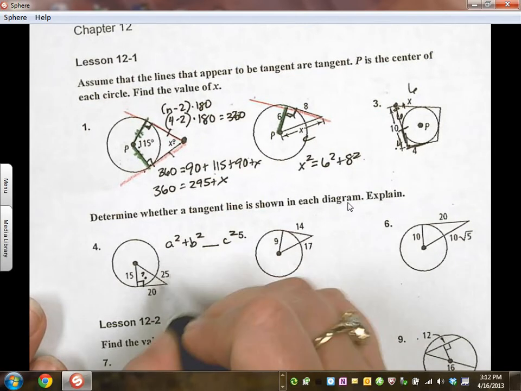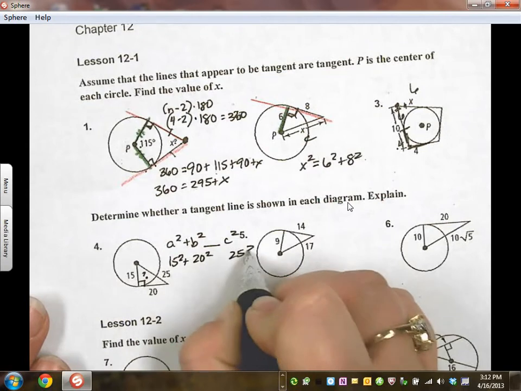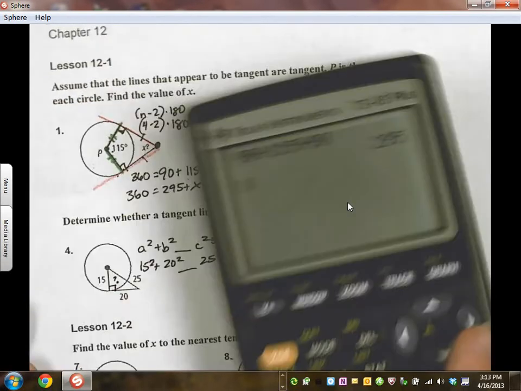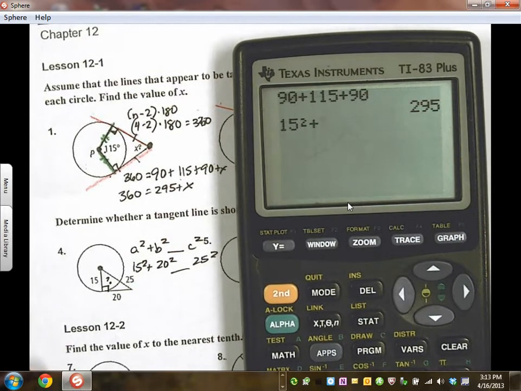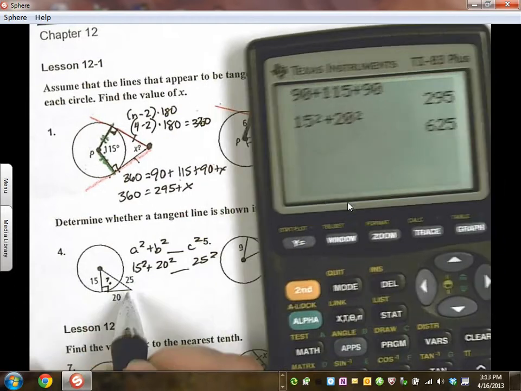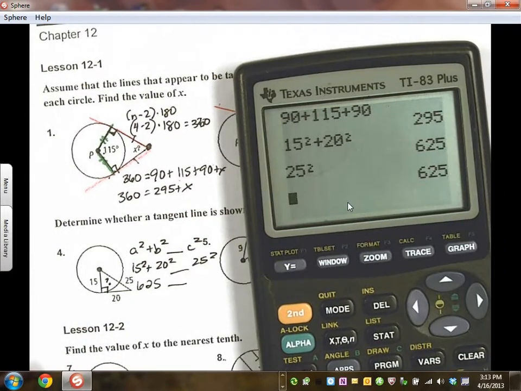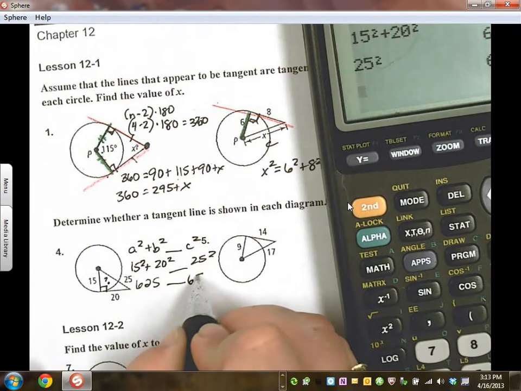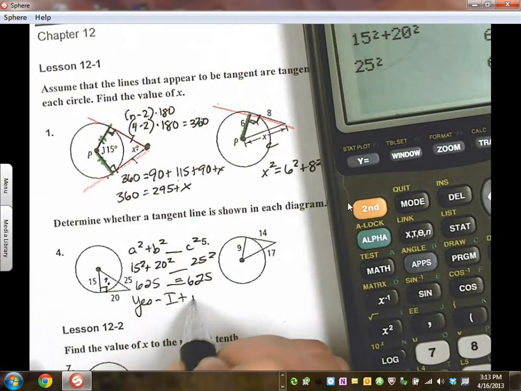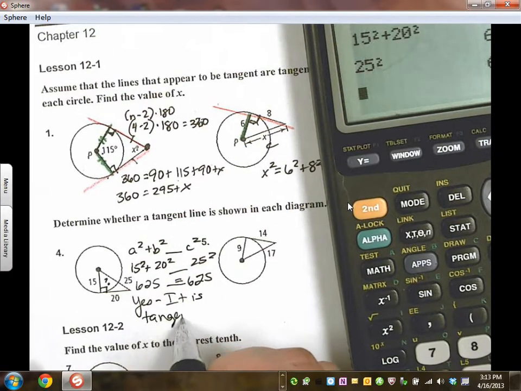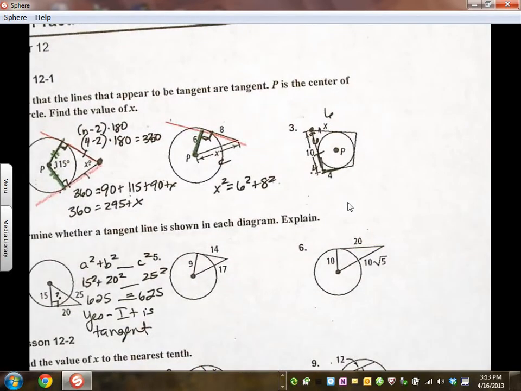So let's just plug in my smallest side, my medium side, and my largest side. I would just stick it all in the calculator just like this. I would say 15 squared plus 20 squared gives me 625. And what is that to 25 squared? 625. So if they are equal, then yes, it is tangent because we have a right angle. That's what you're going to do on 5 and 6 as well.